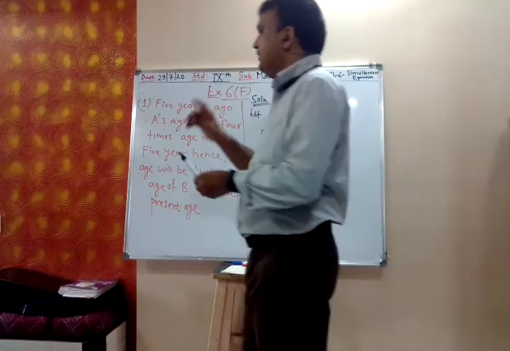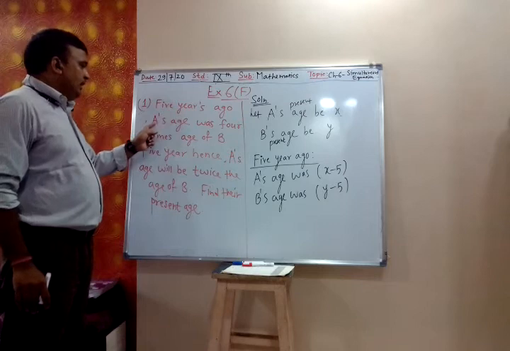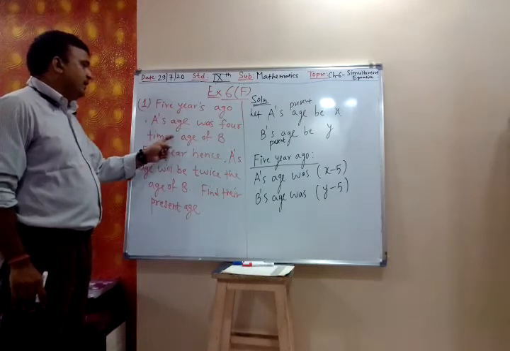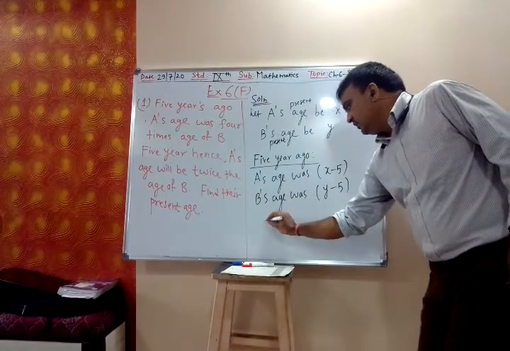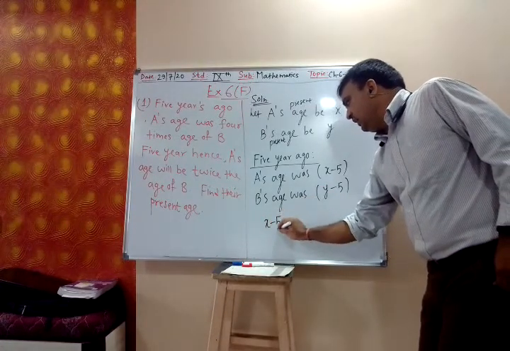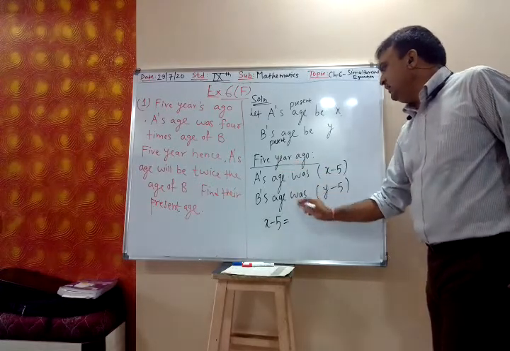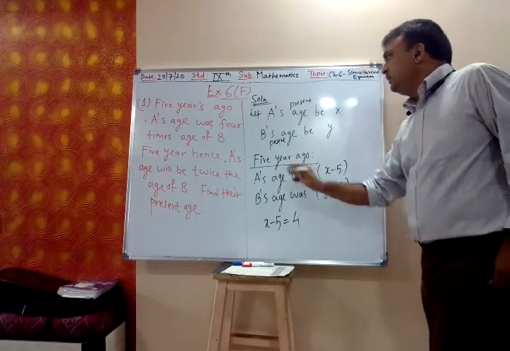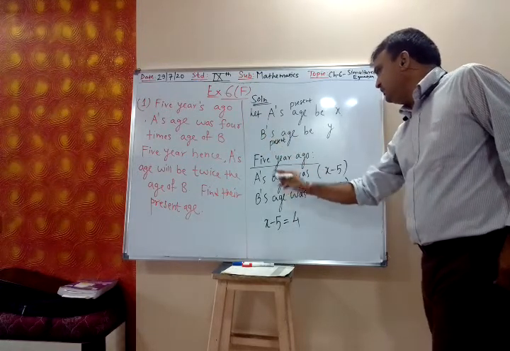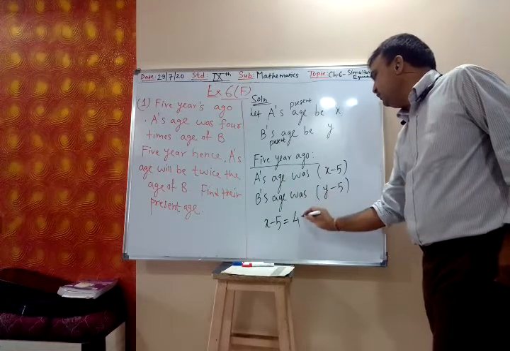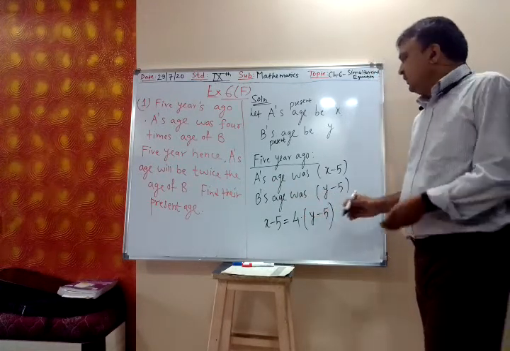Now what is the condition given? 5 years ago, A's age was 4 times age of B. So X minus 5 is A's age 5 years ago. That is 4 times age of B 5 years ago. 5 years ago B's age was Y minus 5 and that is 4 times. So 4 into Y minus 5.